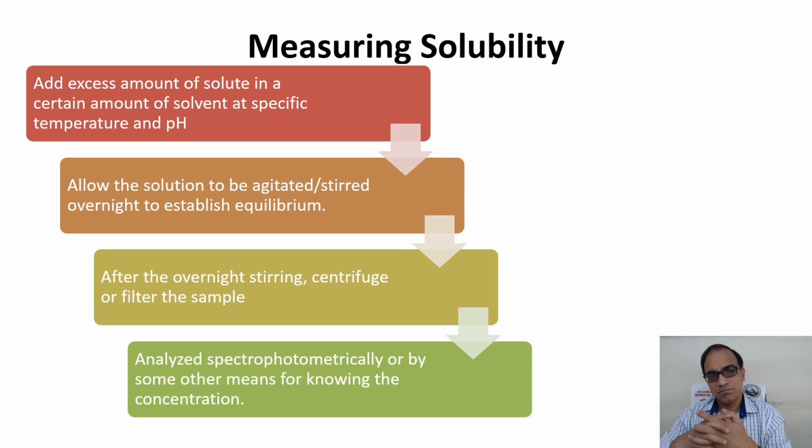Measuring solubility, however, is a very basic thing. You add an excess amount of solute to a certain amount of solvent at a specific temperature and pH, and allow the solution to be agitated, stirred overnight to establish equilibrium. Then after the overnight stirring, you centrifuge or filter the sample and analyze it spectrophotometrically or by some other means to know the concentration or the solubility. So in this way you can determine the solubility.